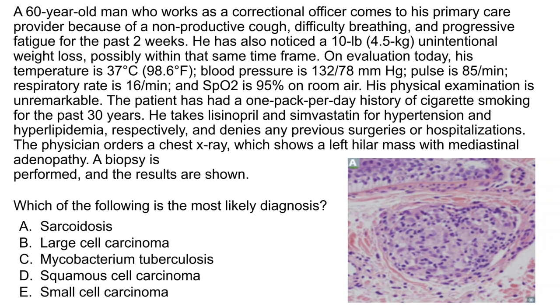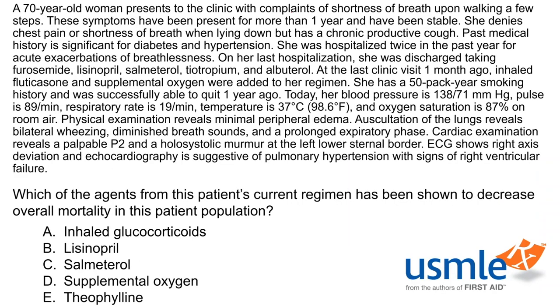All right, fantastic. Let's go to our fourth question here. Rolling right into this one. We have a 7-year-old woman that's going to present to clinic with a complaint of shortness of breath upon walking a few steps. These symptoms have been present for more than a year, but they've been stable. She denies any chest pain or shortness of breath when lying down, but has a chronic productive cough.